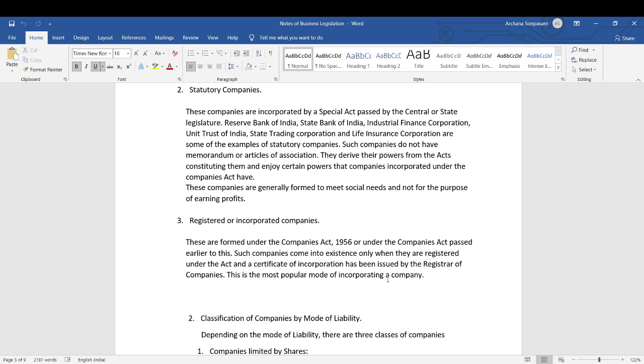For today's lecture, this is all about the first basis, that is, the incorporation of the company. We have seen three types of companies. I hope this is clear to all of you.